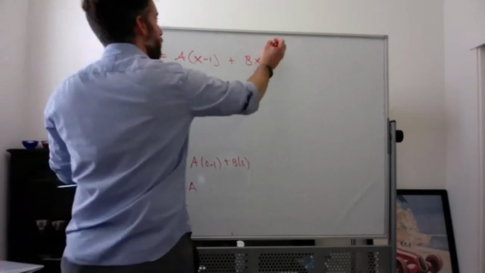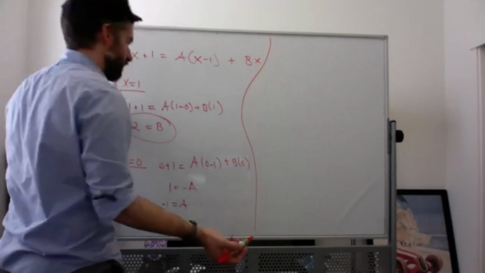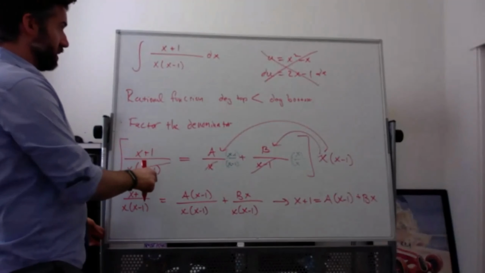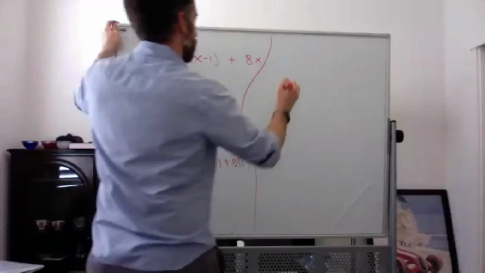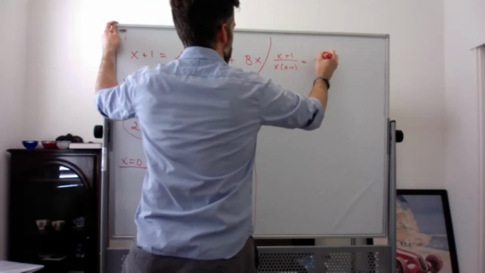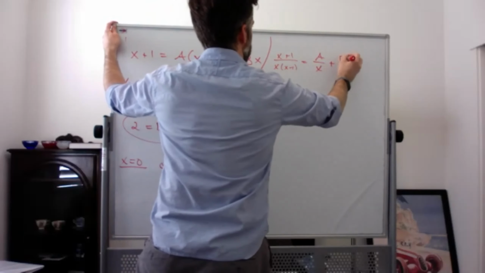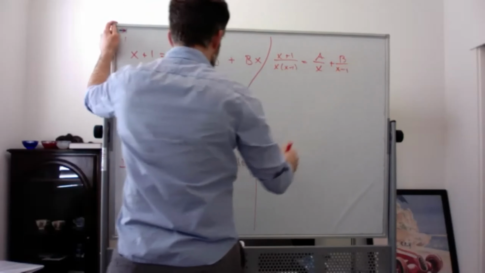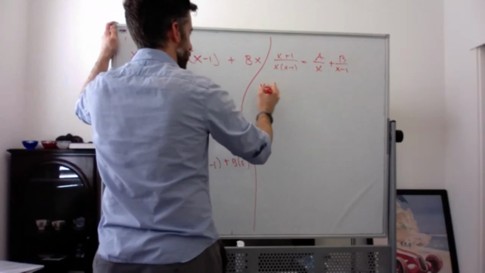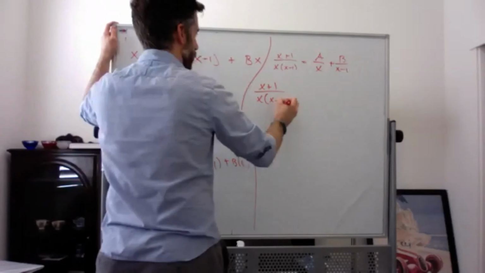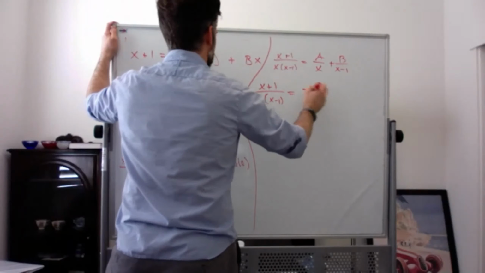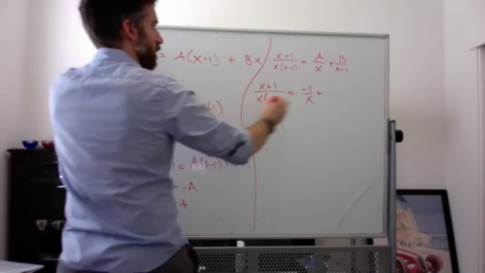So then, here's what we've done. We've said, okay, our fraction, (x + 1) over x times (x - 1), equals a over x plus b over (x - 1). Well, we've actually found a and b. So (x + 1) over x times (x - 1) is equal to negative 1 over x plus 2 over (x - 1).